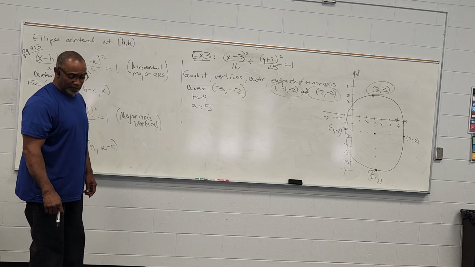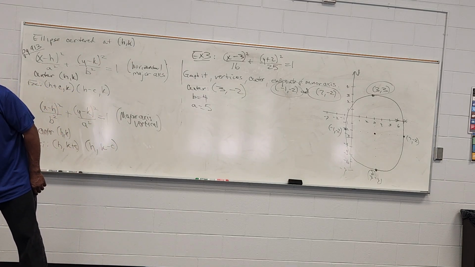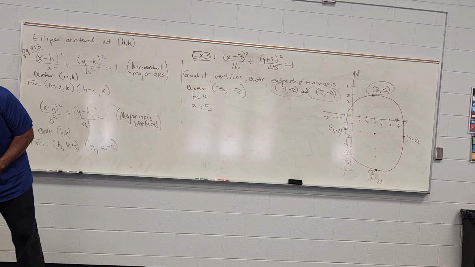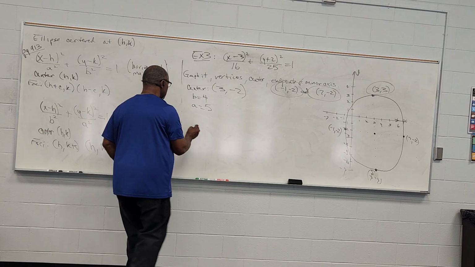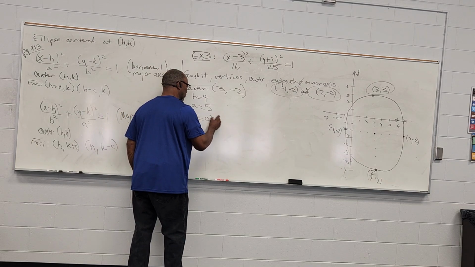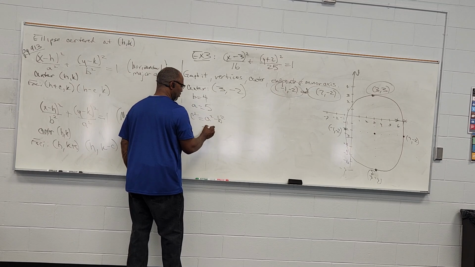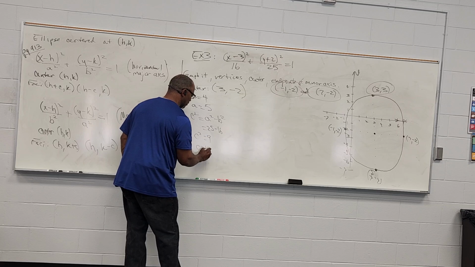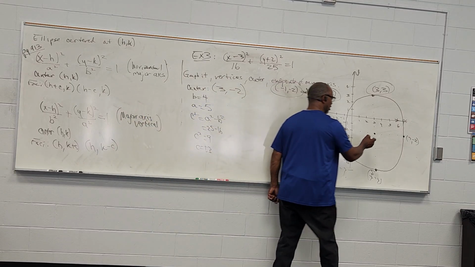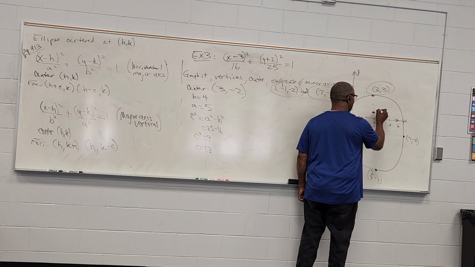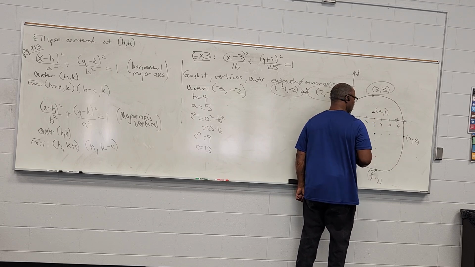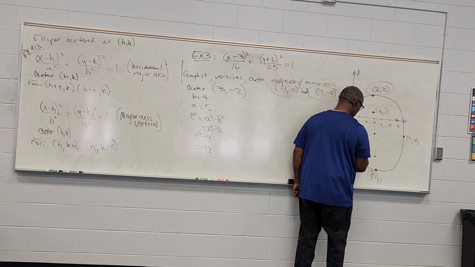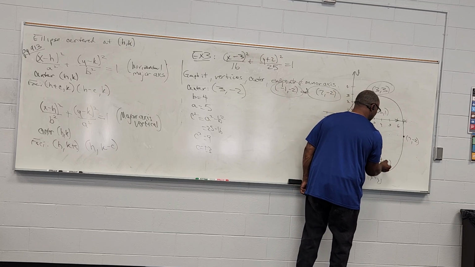Did they ask me for foci? They didn't ask me for foci, but I could find them. So c squared equals a squared minus b squared. a squared is 25 minus b squared, 16. c squared equals 9, c equals plus or minus 3. So I start at my center and go up 1, 2, 3. There's one focus, at (3, 1). I go down 1, 2, 3, right here, (3, negative 5). Those would be my foci.